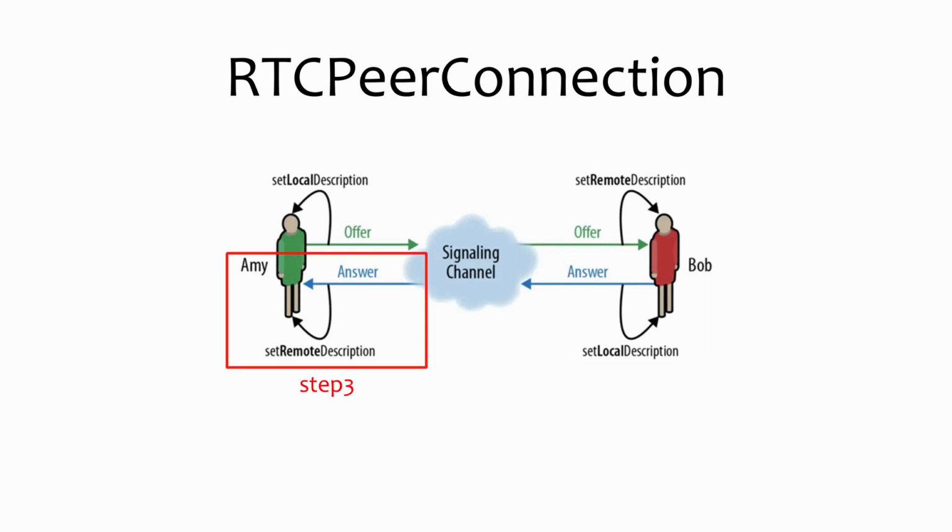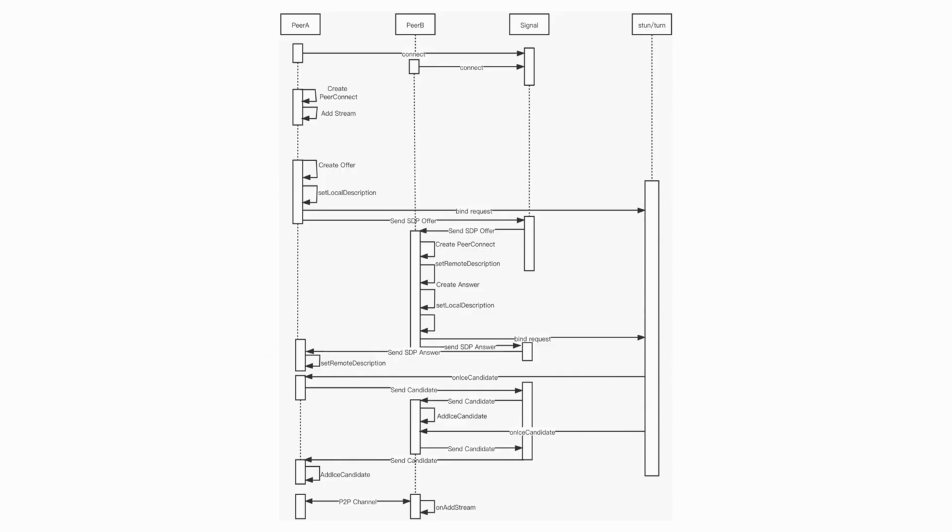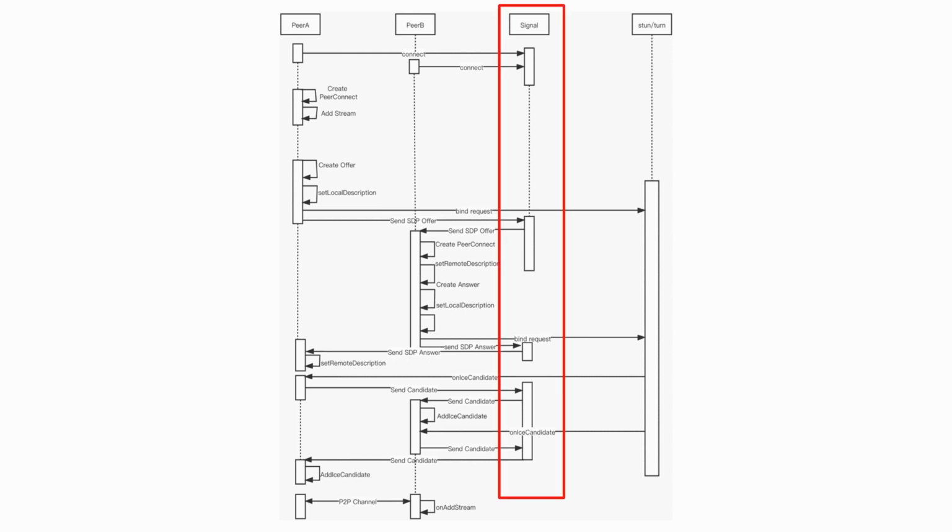Step 3. Amy receives the answer message from Bob and calls the setRemoteDescription method to save the answer. After these three steps, the media negotiation part of the peer-to-peer communication is completed. So the flow between two peers and the server is quite clear. It's also easy to see from the diagram that, assuming peer A is the initiator and peer B is the receiver, a signaling server is needed, mainly for managing room information and forwarding network and media messages.